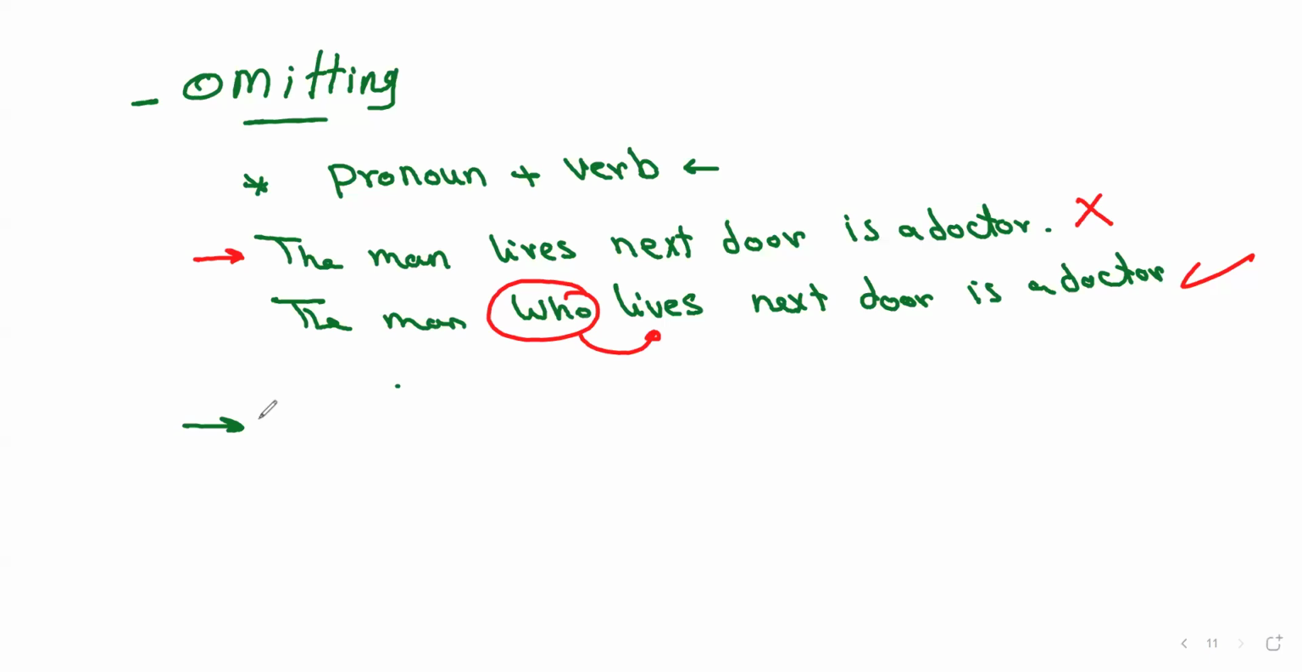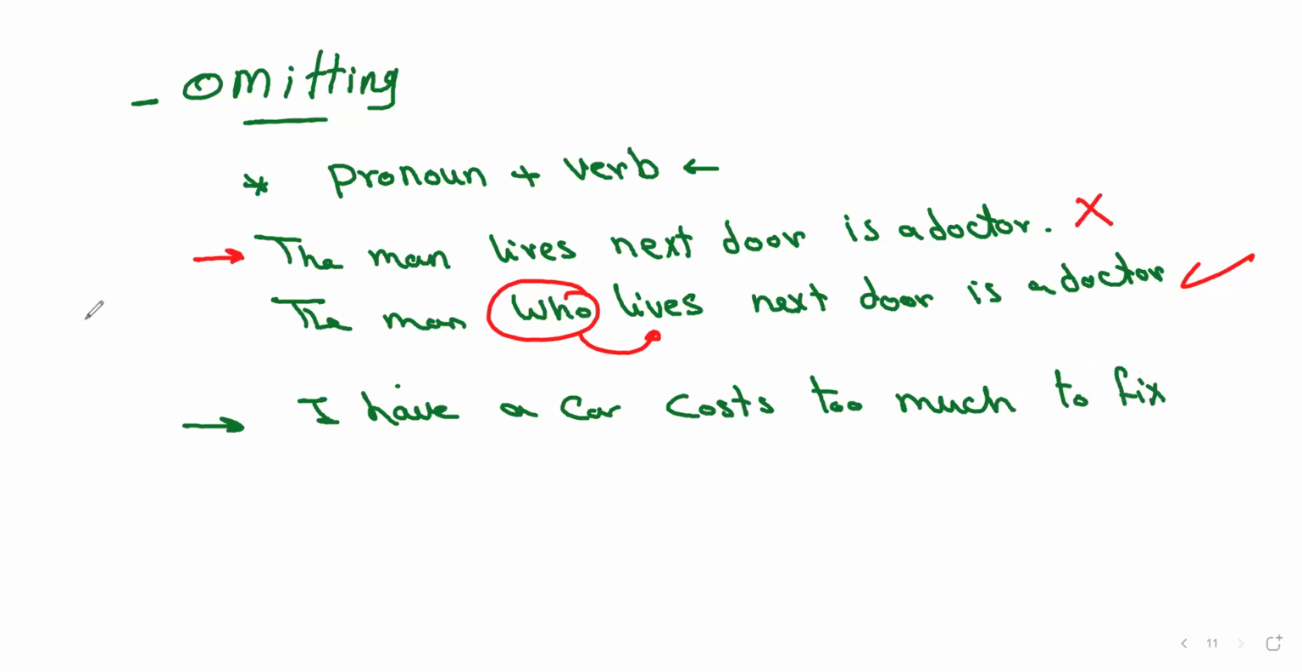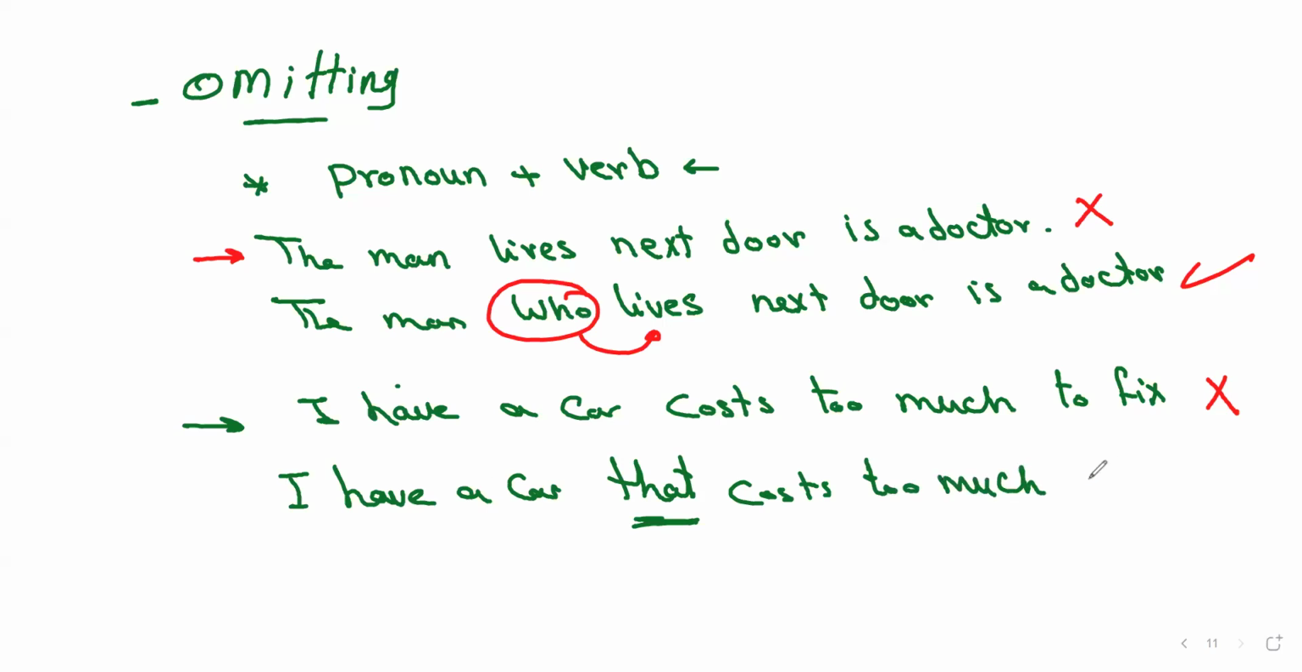Let's see another example. I have a car, costs too much to fix. This is also wrong. Okay? When the relative pronoun is the subject of the relative clause, you can't omit it. If the pronoun is followed by the verb, you can't omit it. So the correct one is I have a car that costs too much to fix. This is right.